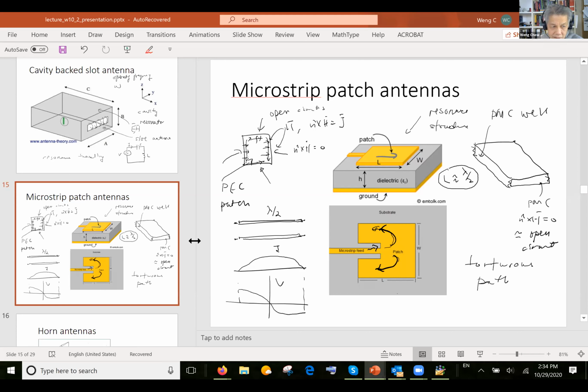Okay, any questions on microstrip patch? How it works? Okay.